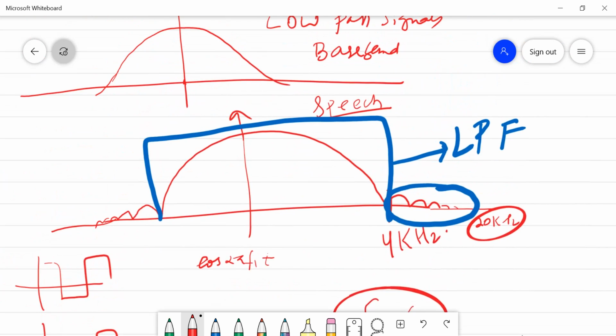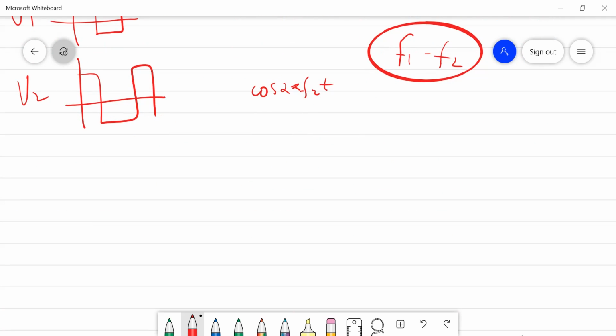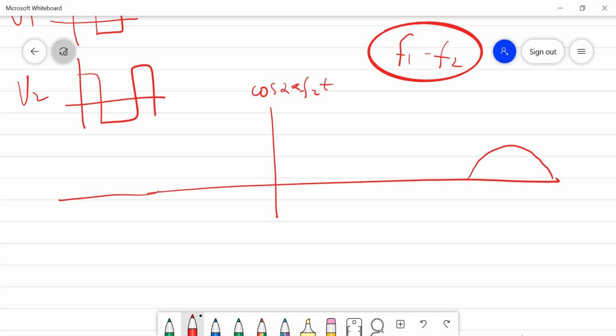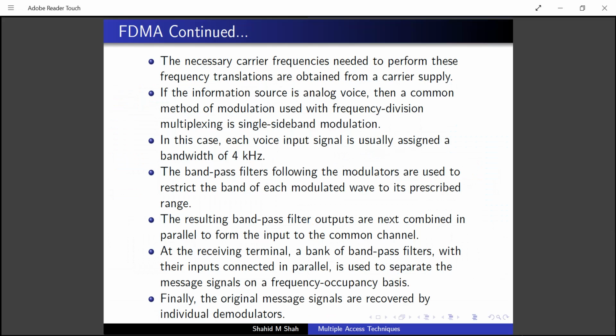See, first is the low pass filter. We apply that to the message signal. Now we got that. After that we translate this to a higher frequency range, right? But here also we may have some unwanted spectrums. So we will put a band pass filter here. By putting the band pass filter, if there is some unwanted signal which can create interference, we get rid of that. That is what it means, that band pass filters following the modulators are used to restrict the band of each modulated wave to its prescribed range.